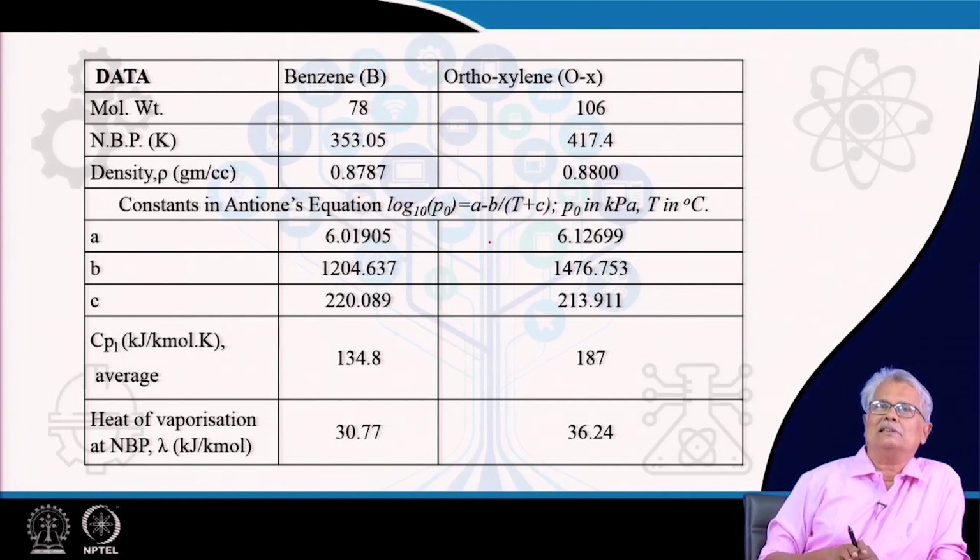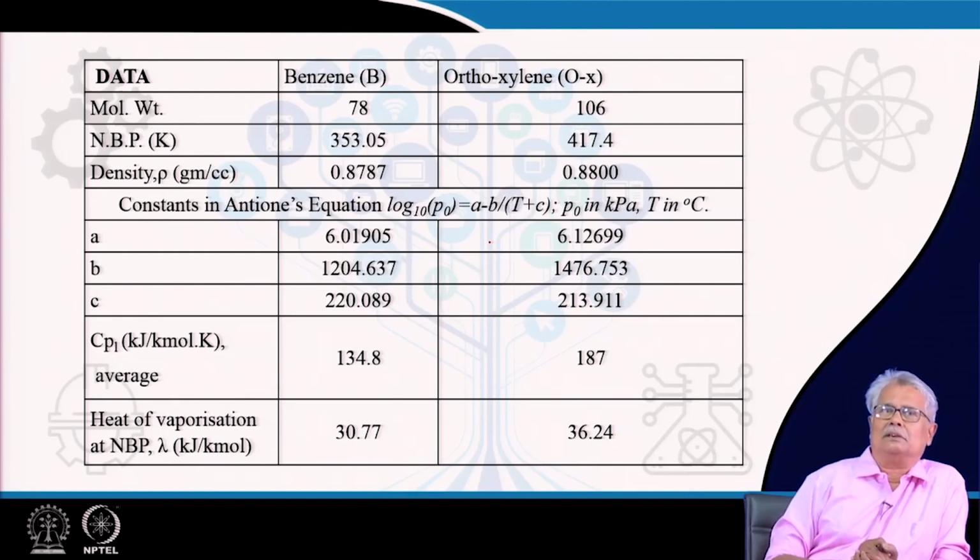The system contains benzene and orthoxylene. The molecular weights are given here, the normal boiling point in Kelvin is given here as well. The liquid density, we do not consider that it is varying too much with temperature and pressure right now, and we put these as the expected density of 0.8787 and 0.8800 grams per cc, which amounts to 878.7 and 880 kg per meter cube.